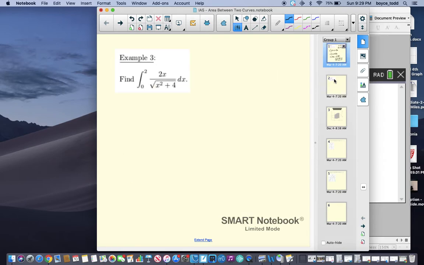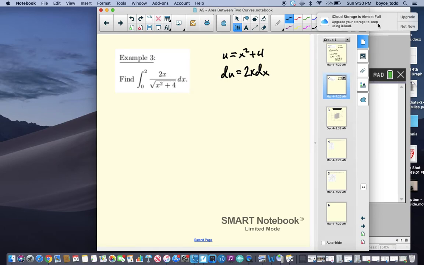Okay, next problem. So the next one's a little tougher, but similar thing, right? We said that if we have a square root or parentheses or something in the denominator, which this is, in the denominator and a square root, then what's inside here is going to become u. So u is equal to x squared plus 4, right? And then du is going to be 2x dx. All right, so we can already see the 2x dx here, okay? So that is really useful, right? And then we're going to look here, and we're going to replace this with u.